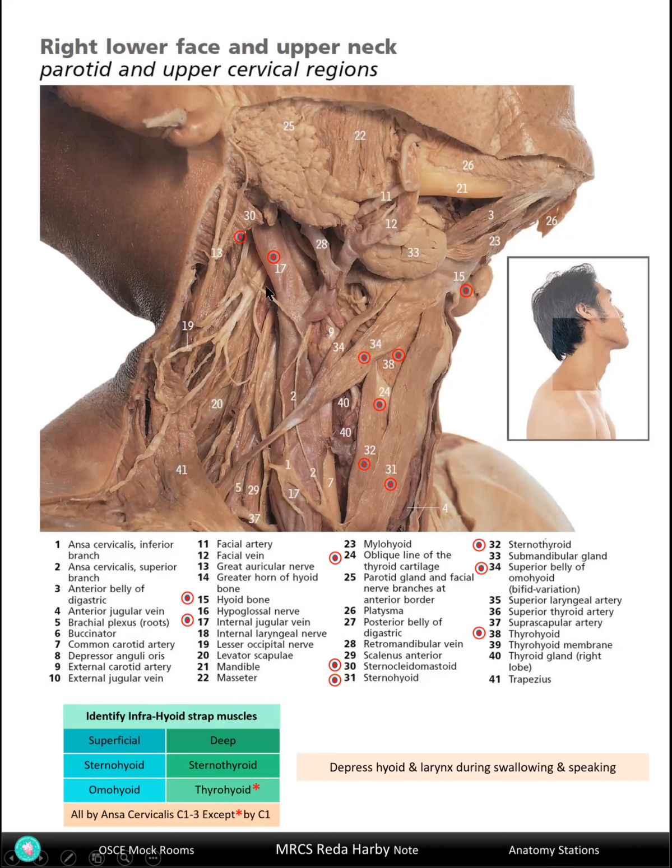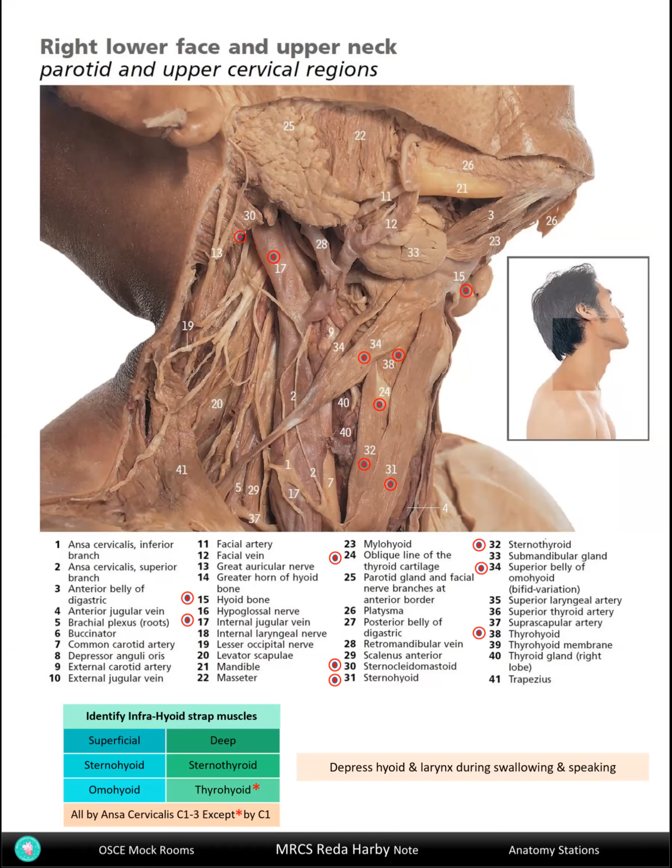Okay. Regarding this one, number 15, this is the hyoid bone. Number 38, this is a small muscle. This is thyrohyoid. And 32, sternothyroid. Excellent. So can you identify the infrahyoid strap muscles?